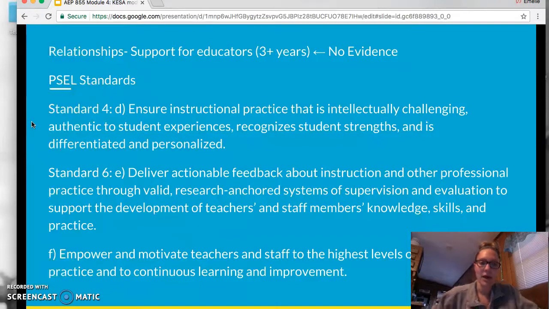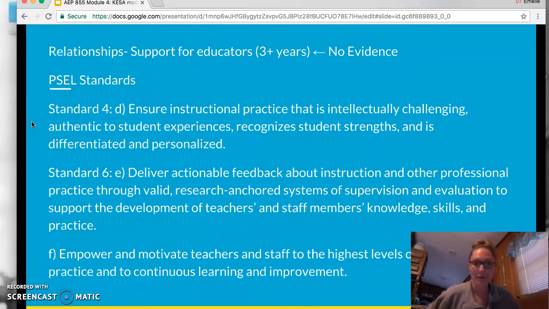I also thought that standard 6E, deliver actionable feedback about instruction and other professional practice through valid research-anchored systems of supervision and evaluation to support the development of teachers and staff members' knowledge, skills, and practice. This is the evaluation or observation part.